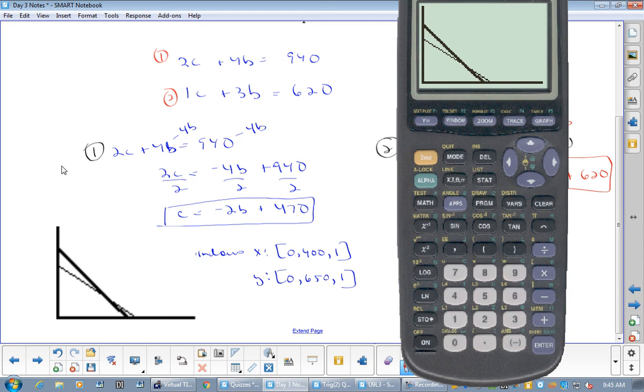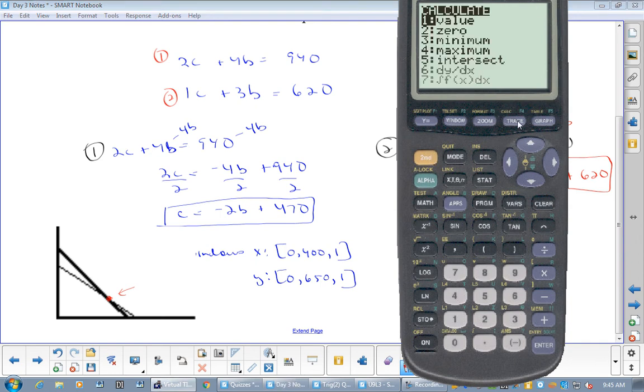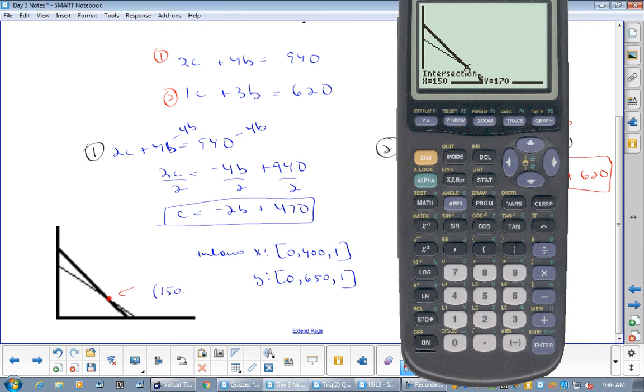Okay, so anyway, this is going to be my answer around here. So I'm going to go second, calc, 5, enter, enter, enter. 150, 170. Okay, now this is really important. 150, comma, 170. Now, what does 150 stand for on the calculator? X, right? This is always my X, this is always my Y.